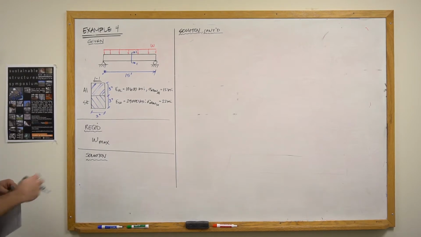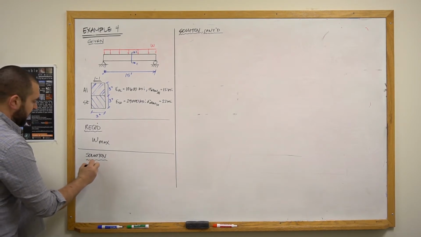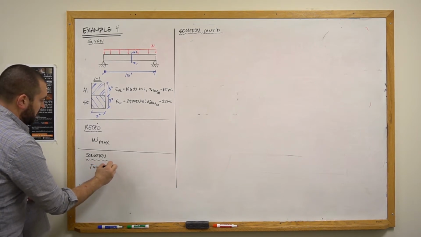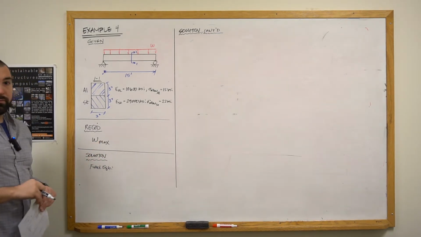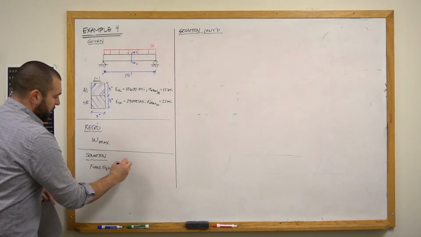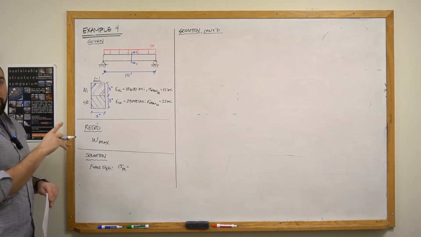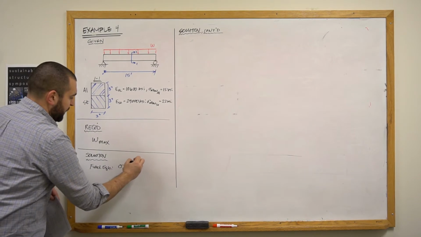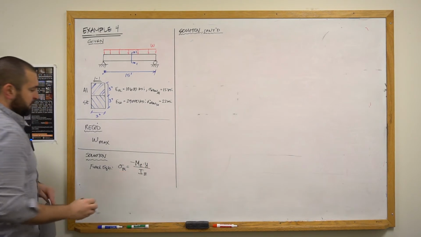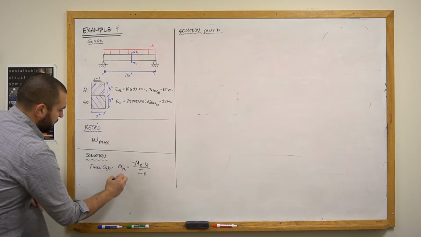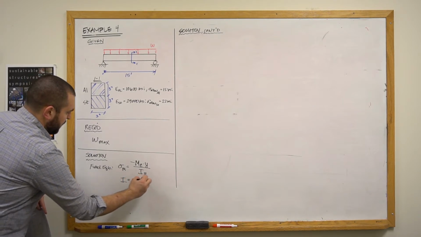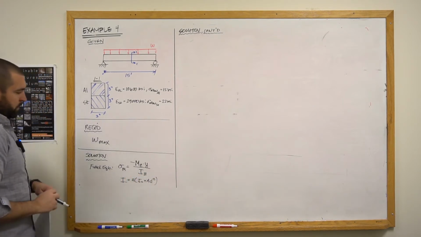All right, so fundamental equations, we always want to write those down. I think we have two of them, similar to the last problem. We've got the normal stress due to a bending moment. And here we're only going to have bending about one axis. So I'm just going to have negative Mz times y divided by Iz. The moment of inertia equation, I equals the summation of I naught plus A d squared. That's also going to be valuable.